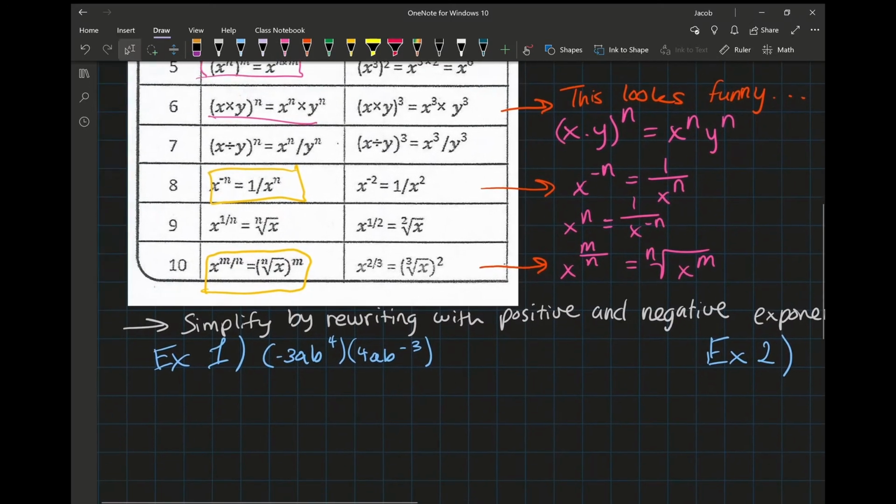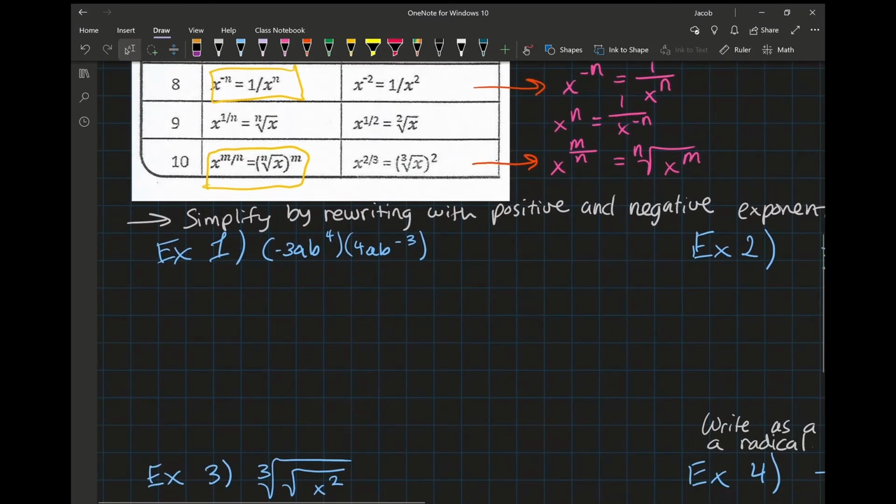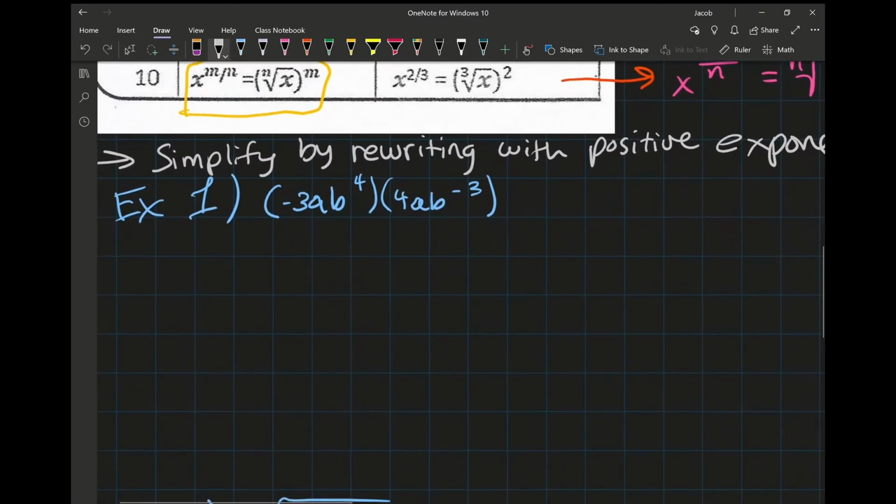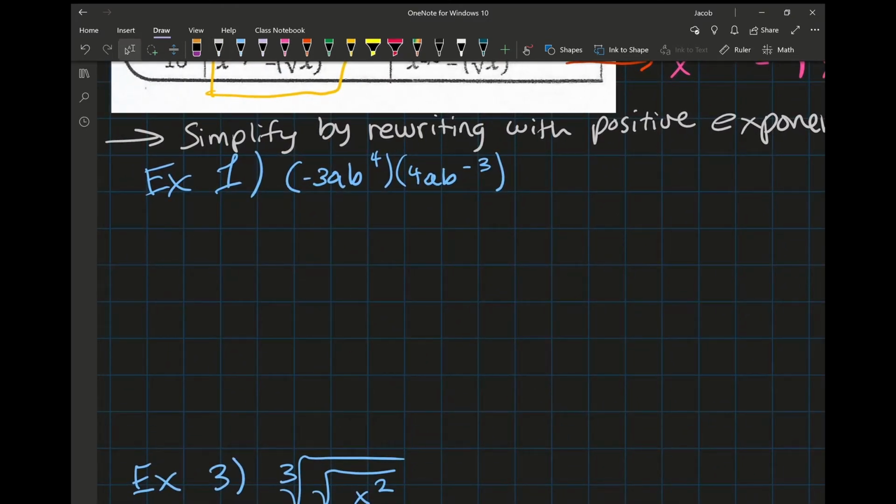Now, I wanted to highlight some typical questions that you're going to see in practice. You're tasked with simplifying by rewriting with positive exponents. So in this first example, if you want to pause, you can, and you can try this one out using the rules of exponents. You can go back and look at those. I'm going to work through this one really quickly, and you can see if you got what I got.